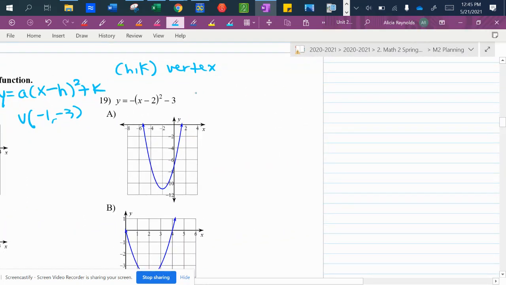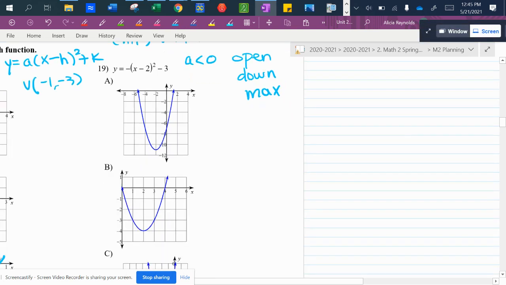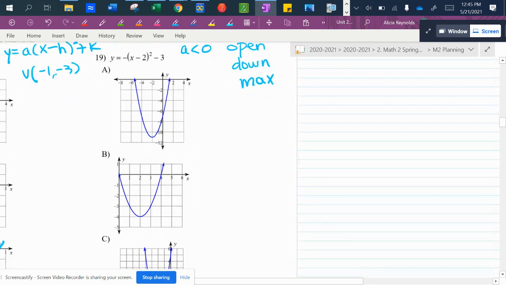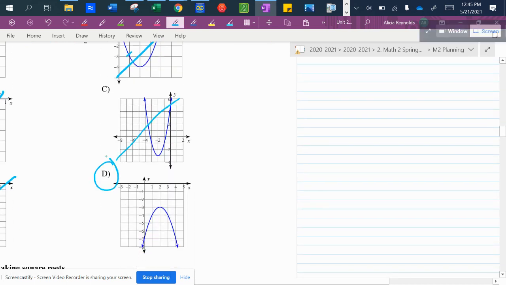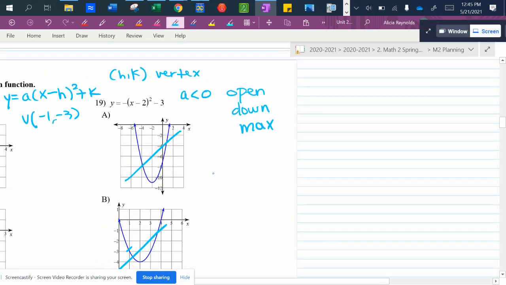For this one, if A is negative, then it's going to open down, which means I'm going to have a maximum. So it's not going to be A or B or C because those are all opening up. It has to be D. So none of the other stuff even matters because I know that it has to be D. But looking at our equation, we should see that our vertex is going to be 2, negative 3.